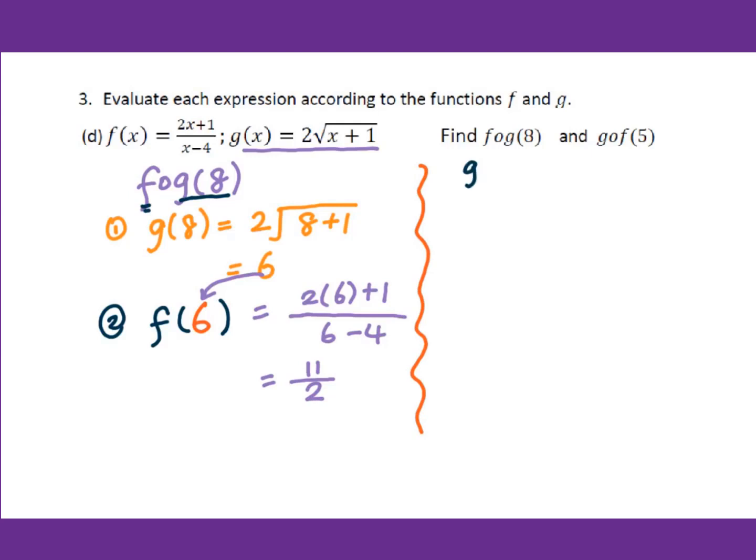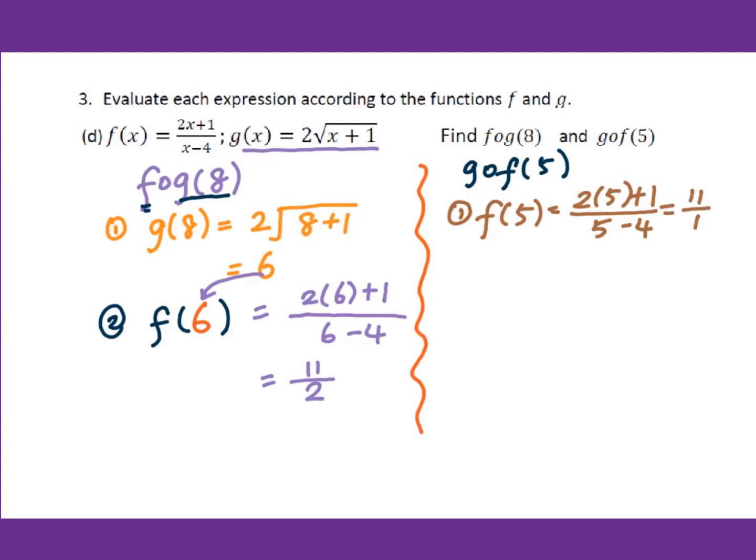Now let's go to g of f of 5. Inside first. Therefore, we're working on f of 5. Plug 5 into the f function. We get 2 times 5 plus 1 over 5 minus 4. You get 11 over 1, which equals 11. Then second step, after we got f of 5, we go to the g function. g of 11.